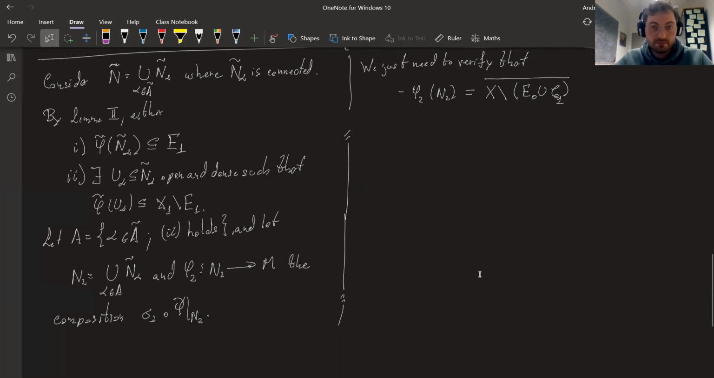Why? Because a blowing up is proper. So if we're composing a semi-proper with a proper morphism, it's still going to be semi-proper. The blowing up is a local isomorphism outside of the singular locus, outside of the center of blowing up. So in here, we have that this is going to be generically a local immersion. In particular, we can even suppose that it's going to be a local immersion over the entire open dense set U alpha.